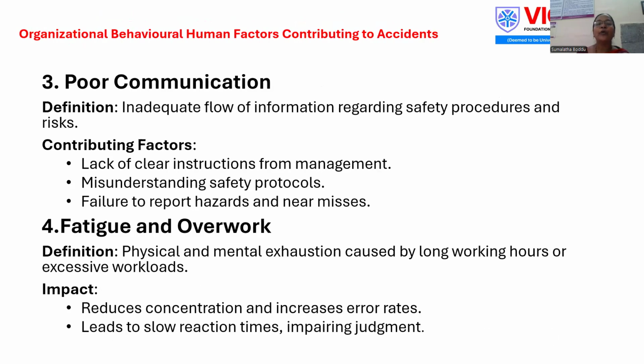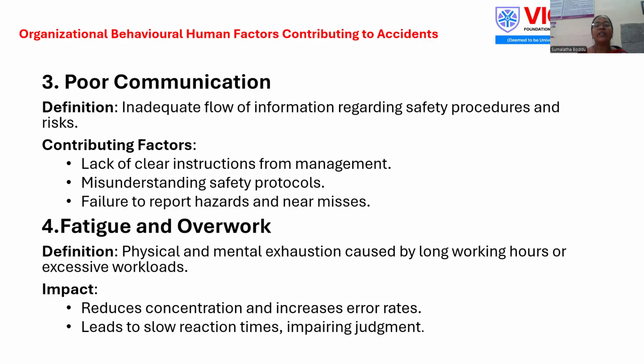Third one is poor communication. What is the definition of poor communication? Inadequate flow of information regarding safety procedures and risks. What are the contributing factors in poor communication? Lack of clear instructions, language barriers, misunderstanding of safety procedures, and failure to report hazards or near misses.